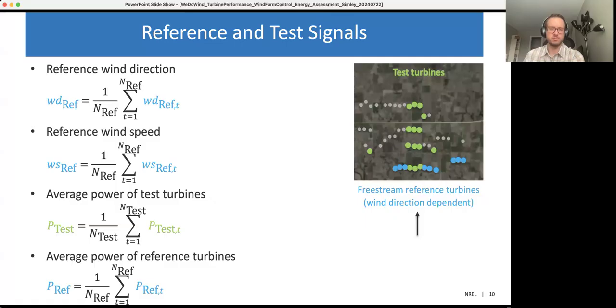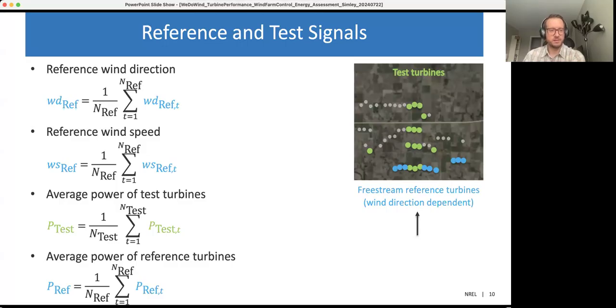And then the reference turbines will be unmodified, so they're not implementing wind farm control, and they're also unwaked, so they're seeing ideally free stream inflow. So the reference wind direction and wind speed. So we're assuming that we don't have any other wind speed or wind direction measurements from met masts or remote sensing. So we just have to use turbine measurements to measure our inflow conditions. So for the reference wind direction and wind speed, we can just take the average wind direction and wind speed measured by a set of reference turbines.